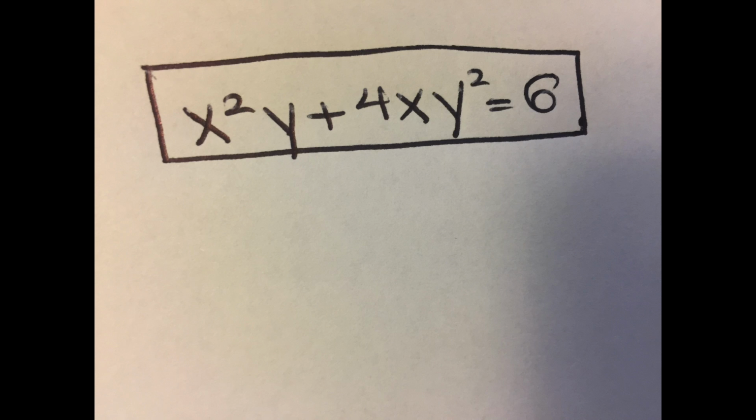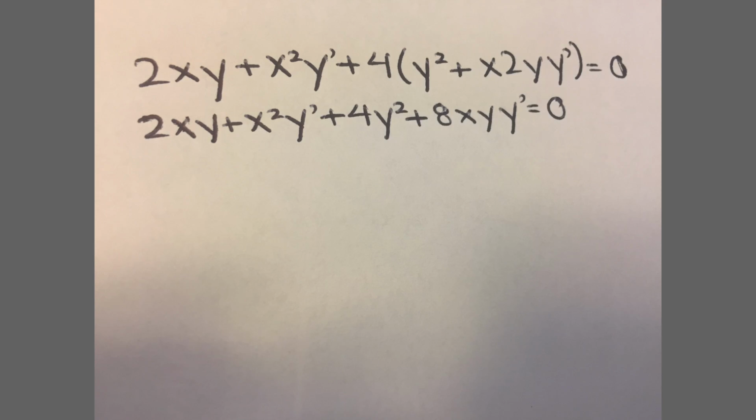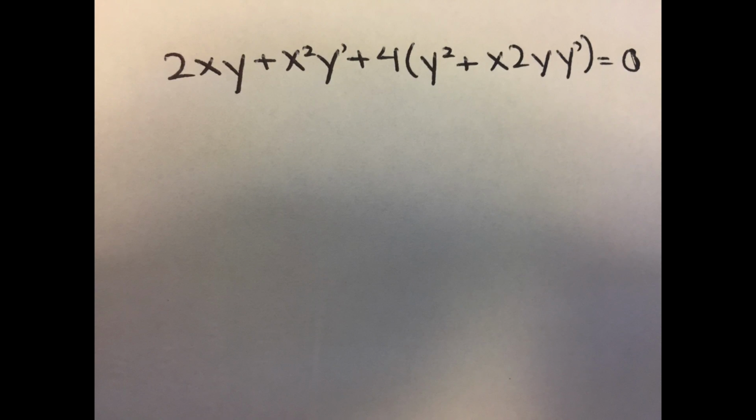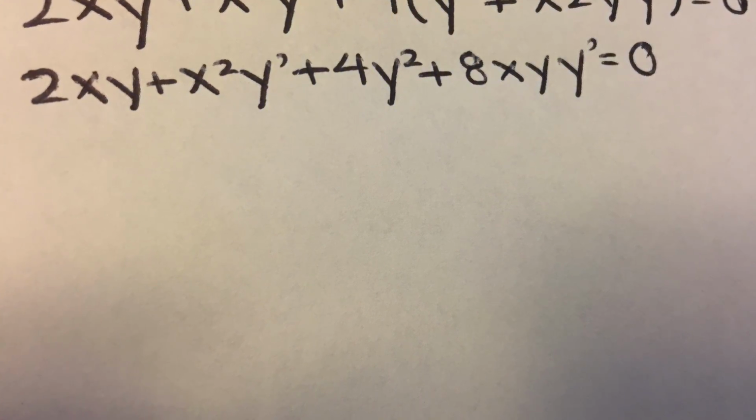Alright, using the equation I just mentioned, you would first differentiate both sides of the equation with respect to x. Basically, take the derivative of each term. However, when you find the derivative of any y term, you must tack on a y prime because this is the dependent variable we will be factoring out and eventually solving for. After differentiating both sides of the equation through the use of the power rule and the product rule, you should have 2xy plus x squared y prime plus 4 times the quantity of y squared plus x 2y y prime equals 0, which can be simplified into 2xy plus x squared y prime plus 4y squared plus 8xy y prime equals 0.